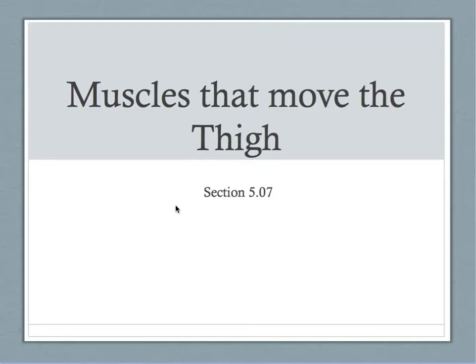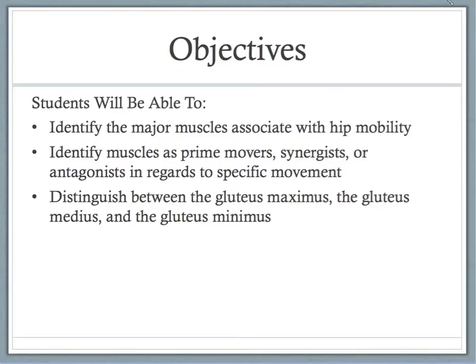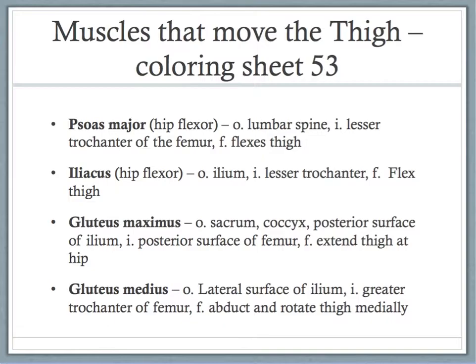So we're on to the lower body as far as muscles go. We're going to talk about today muscles that move the thigh. Specifically, we are going to identify major muscles associated with hip mobility. We're going to look at muscles as prime movers, synergists, or antagonists in regards to different movements. And we're going to look at the difference between your gluteus maximus, your gluteus medius, and your gluteus minimus as well. So here we go.